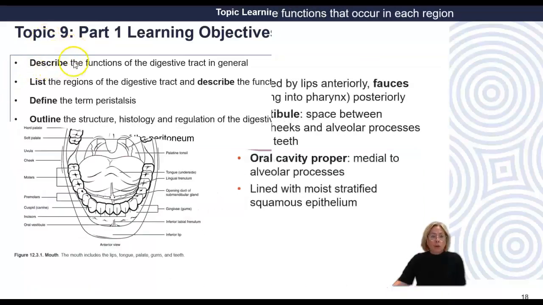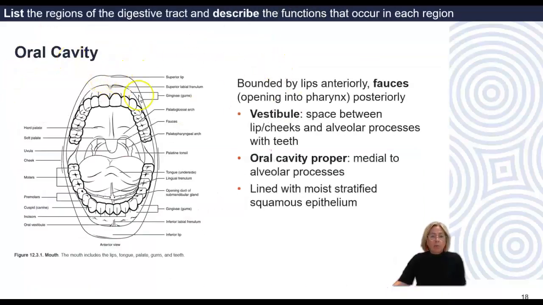Now, starting with the oral cavity, it's bounded by the lips, the superior and inferior lips anteriorly, and also by the fauces, which are those openings into the pharynx or the throat posteriorly. The oral cavity can be divided into two regions. Firstly, we have the vestibule, which you can see here, and that's the space between the lips and the cheeks and the alveolar processes containing the teeth. And then, of course, we have the oral cavity proper, which is medial to the alveolar processes, and it's lined with moist stratified squamous epithelium to protect against abrasion.